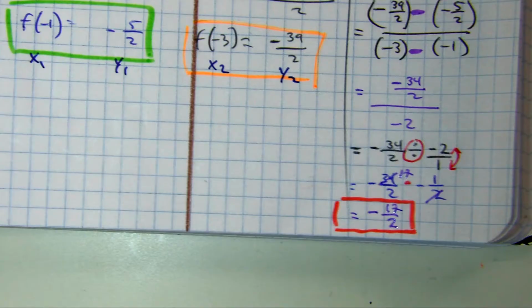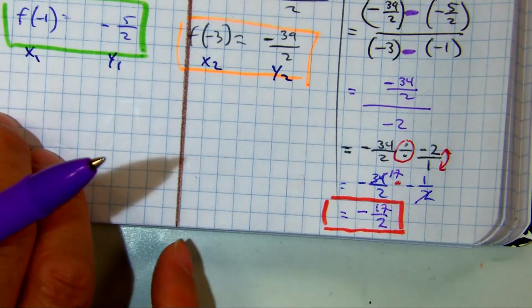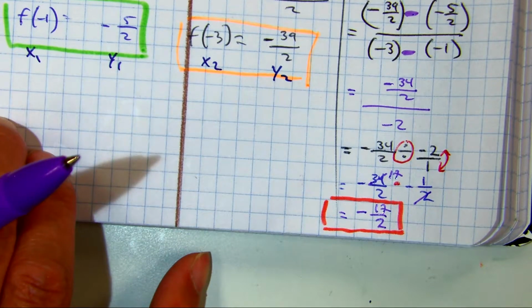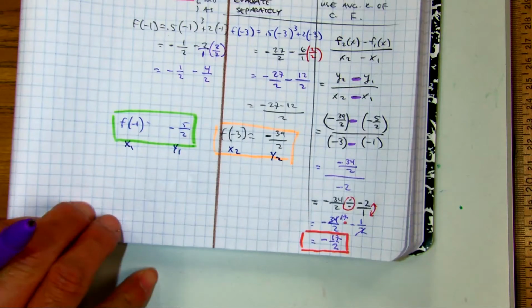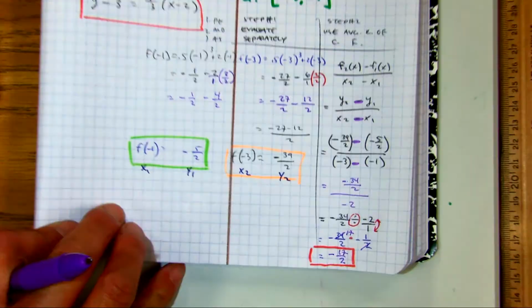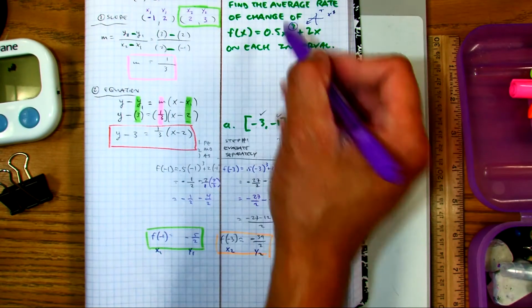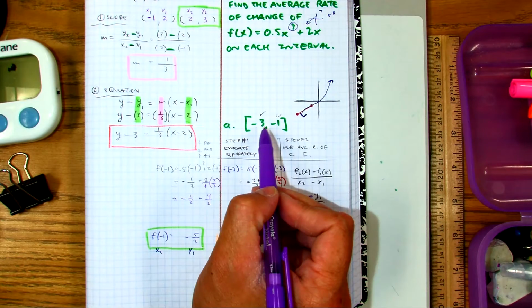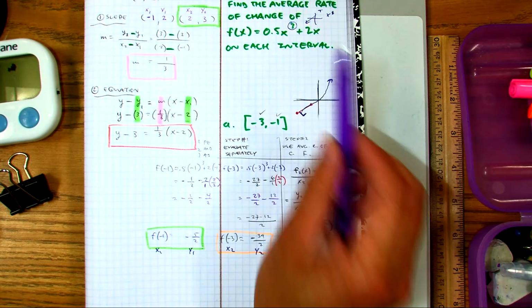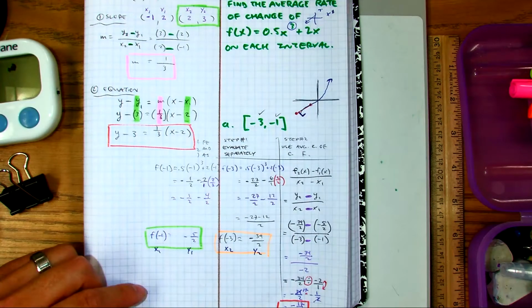Class, what do I like better? Fractions or decimals? Fractions. If you did not like in the beginning of the problem, that was 0.5, you could have changed it to 1/2. So let's review what we did. We took a cubic function, and we're evaluating it from -3 to -1. I evaluated them separately, and then you can use the average rate of change formula to get -17/2.